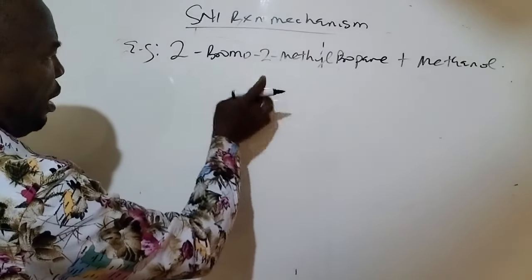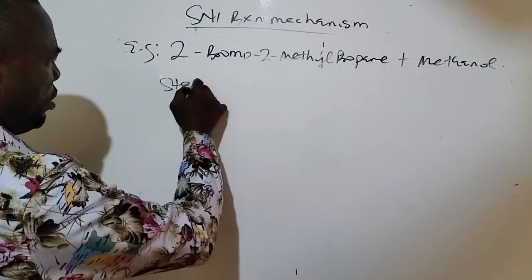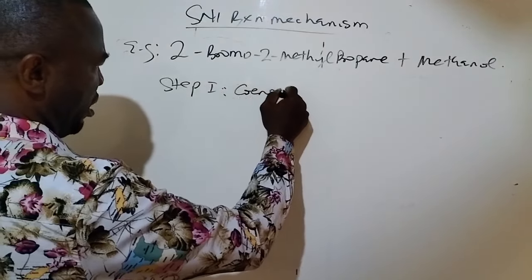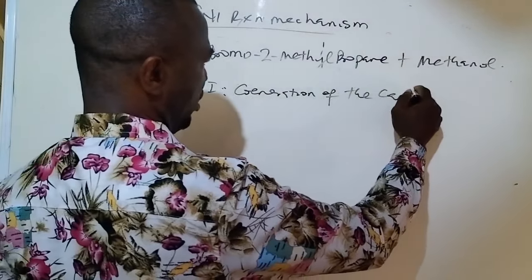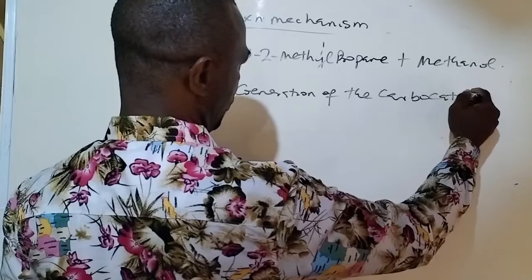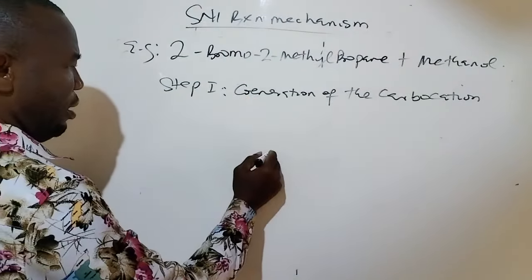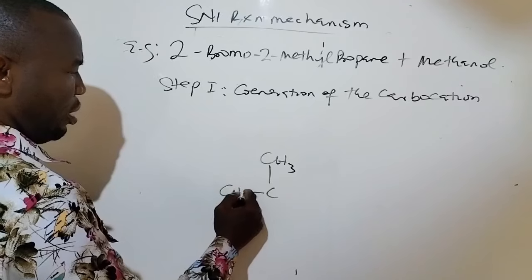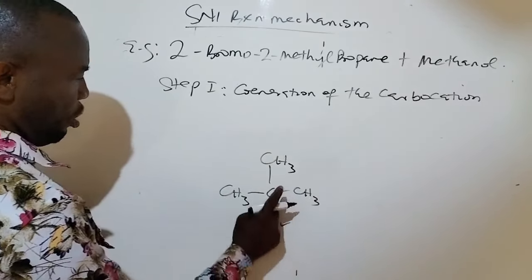So step one, before we go ahead, let's draw the structure that will help us. This step one is the generation, or production, of the carbocation, because I told you that in the SN1 mechanism, carbocations are produced. So remember the structure of the compound. The compound is like this: CH3, C, CH3, CH3, bromine. So we're going to draw the three-dimensional structure of the compound.